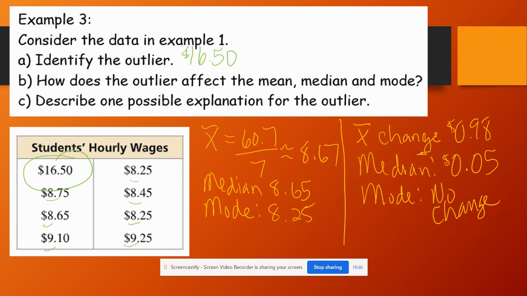So why might we have this outlier of $16.50? Well, it could be that it's a supervisor pay, manager's pay, somebody who works inside the office and has more responsibility, any number of reasons why that might be bigger or more than the others.